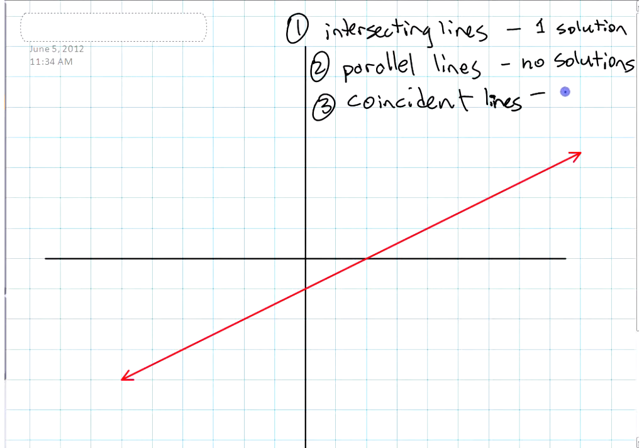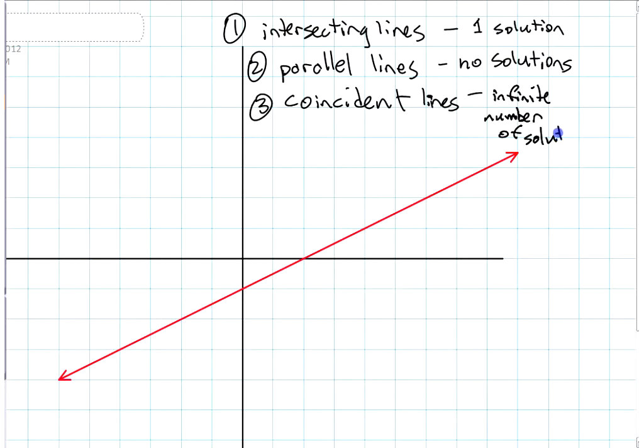Infinite. If you really like that infinity symbol, it's like that sideways H. Or you could write the word. It's totally up to you. You could say infinite number of solutions. Okay, infinite number of solutions. Coincident lines. So there's the three situations.